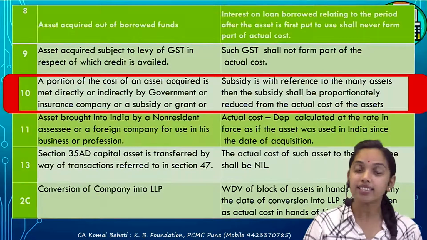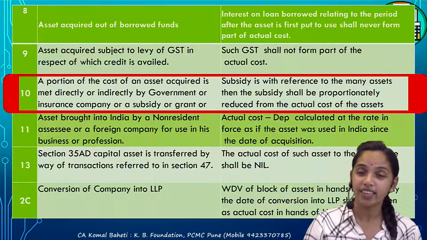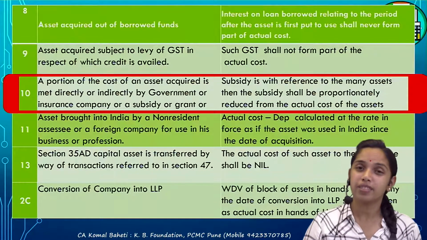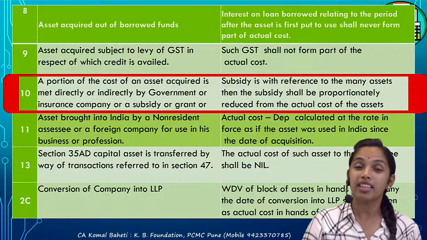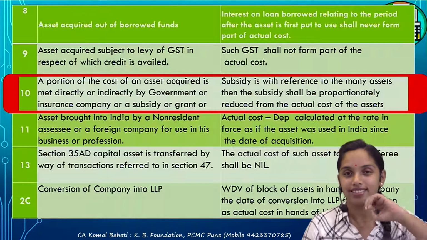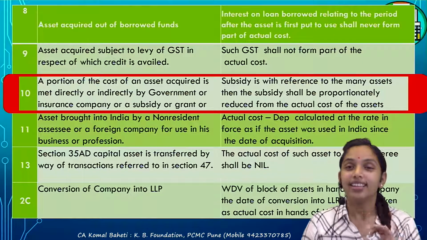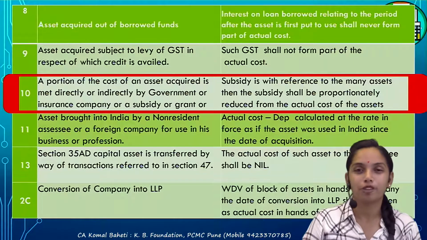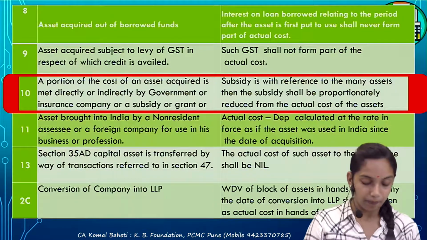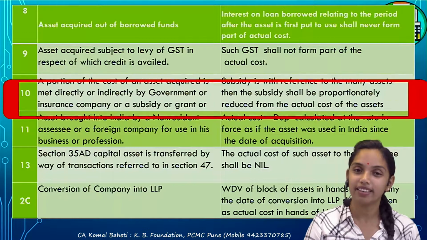Next, if there has been a subsidy given, that is Explanation 10. If the subsidy is there, then the subsidy amount should be reduced from the cost of the asset. But if the subsidy is related to 3 assets, not to one asset, then that subsidy should be apportioned to all the assets in proportion to the cost of the assets. That is all about Explanation 10.